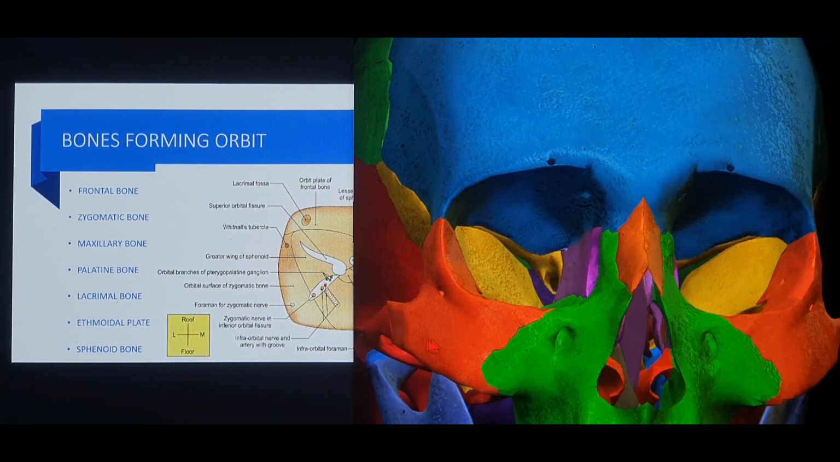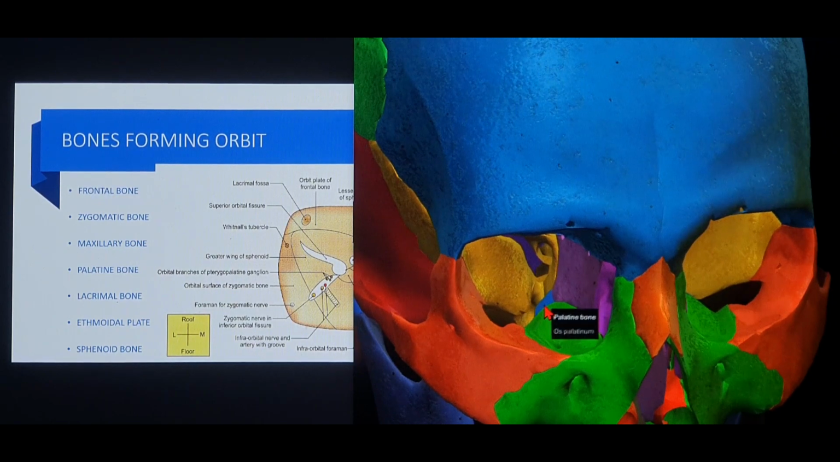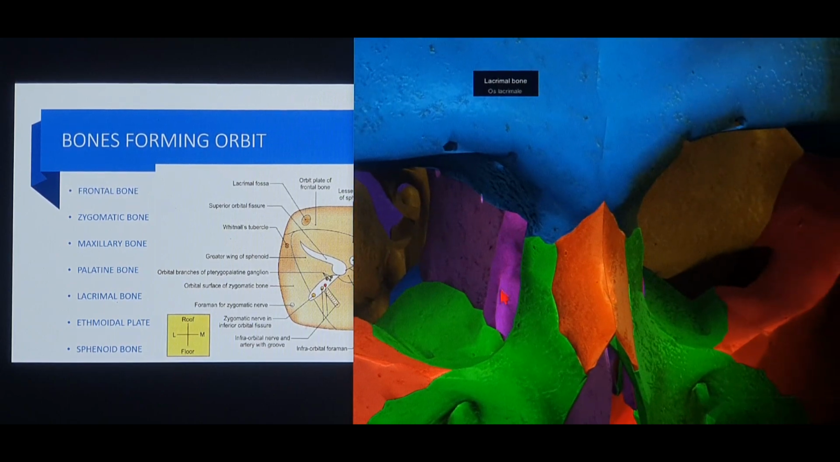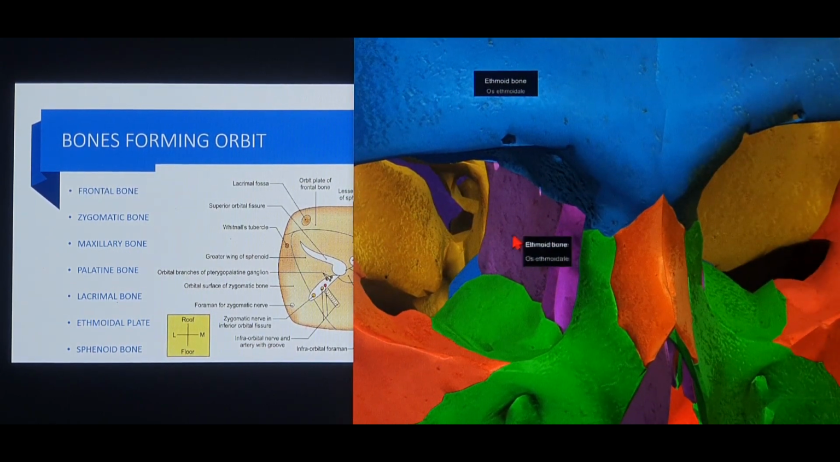Then we have the zygomatic bone over here. The green one is the maxillary bone. The blue one, the very short bone in the most posterior aspect, if I zoom this, you can see that is the palatine bone. We can see the lacrimal bone over here in pink. That's the ethmoidal plate, this one in the middle, which is nothing but the lamina papyracea, a part of the ethmoid bone.